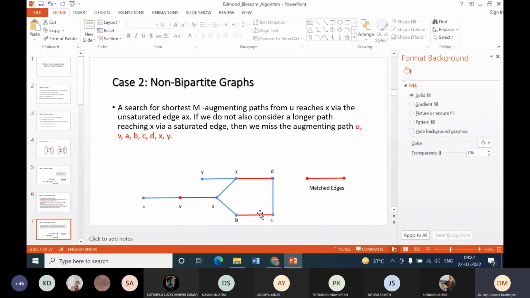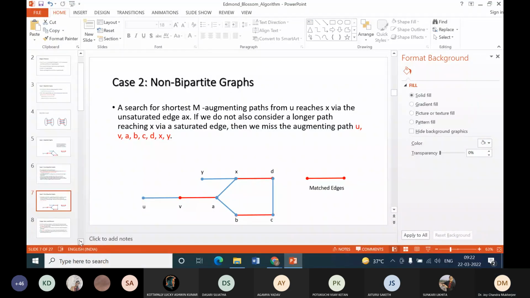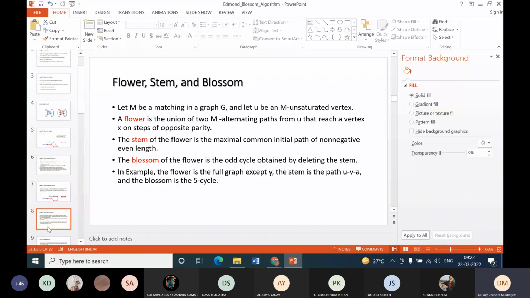So based on this observation, Edmonds has defined something. So these are the things which are basically some definitions he used to describe the algorithm, but I don't read it like this. Okay, I will read first. Let M be a matching in a graph G and let U be any M unsaturated vertex. That means matching a graph ke andar, and U is any unsaturated vertex on that graph after this matching M. Now, he defined three terms: flower, stem, and blossom.